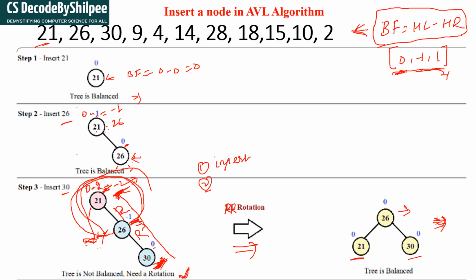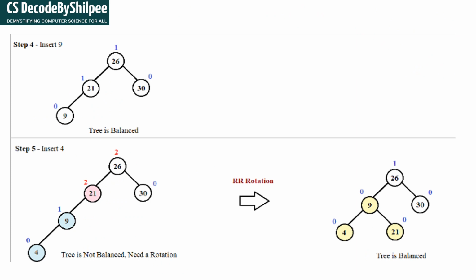So now I have calculated the balance factor for every node, and I have seen that all of them are in the range of 0, -1 and 1. Next element is 9. Next element 9 I am going to insert. So first I will check whether 9 is less than 26 or greater than. It's less than, so I will go to the left part. Here I will check whether 9 is less than 21 or greater than. It's less than, so I will insert it as the left child of 21. So 9 I have inserted.